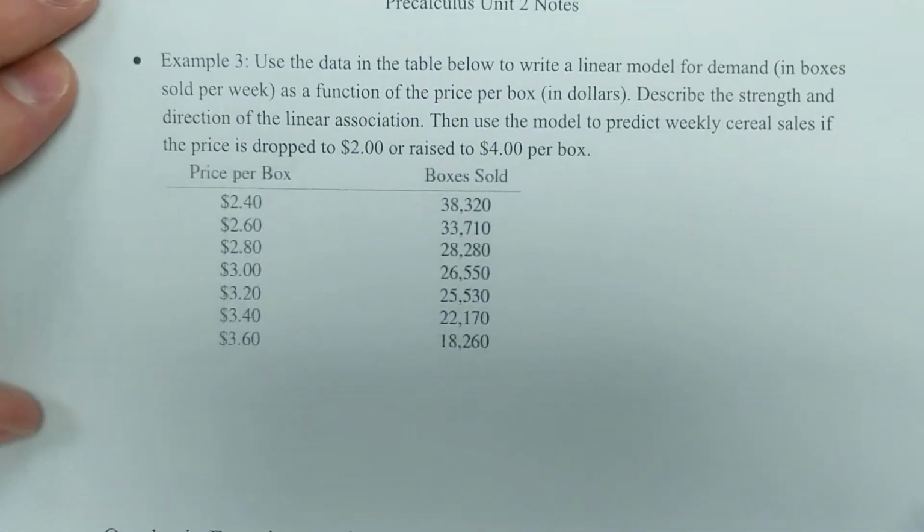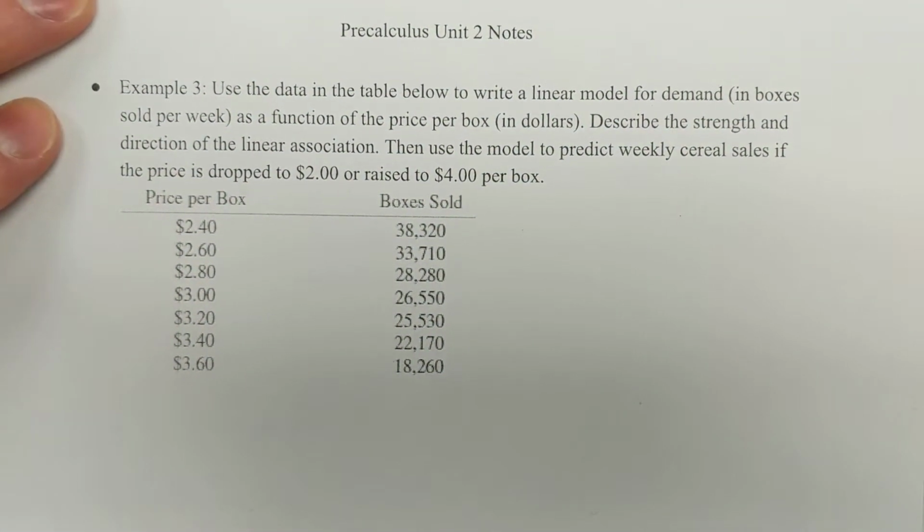Okay, example 3 here is going to have us do the regression line. It says use the data to write a linear regression model for demand, so I'm going to let my calculator handle this. So this is where you go to your stats menu. 2.4, 2.6, 2.8, 3.0, 3.2, 3.4, 3.6, and then 3.8. Then the demand values: 3.3710, 2.8280, 2.6550, 2.5530, 2.2170, and 1.8260. Calculate the regression line.